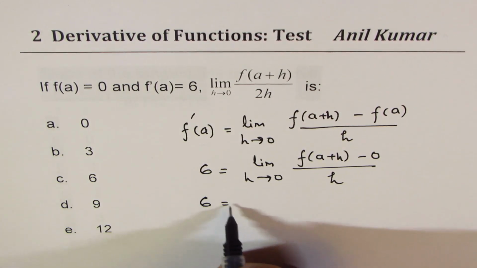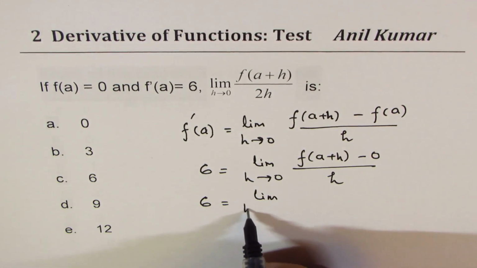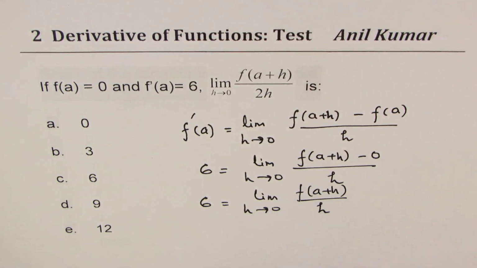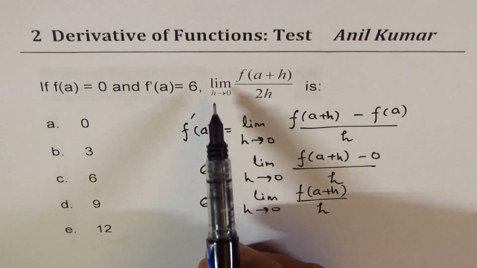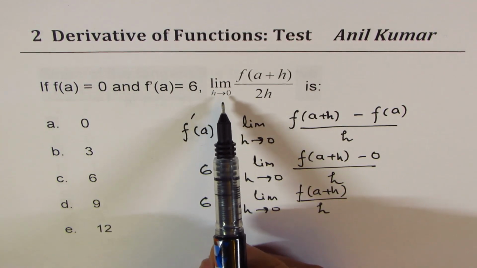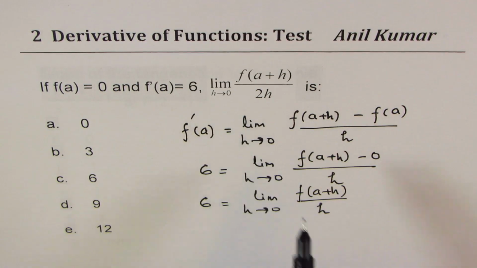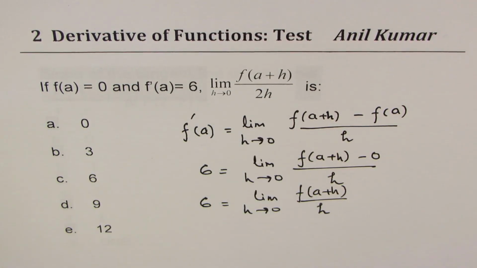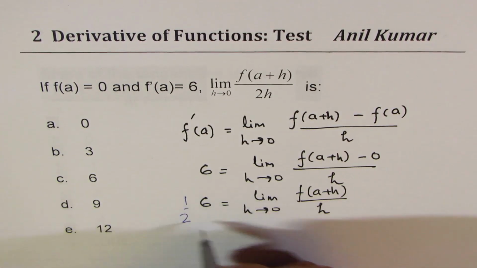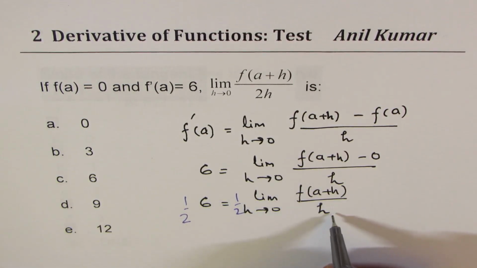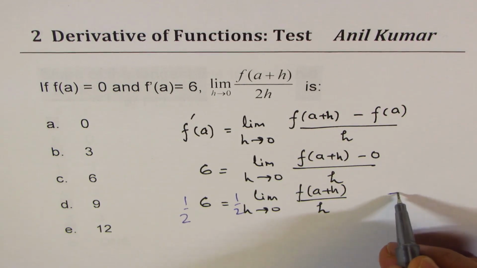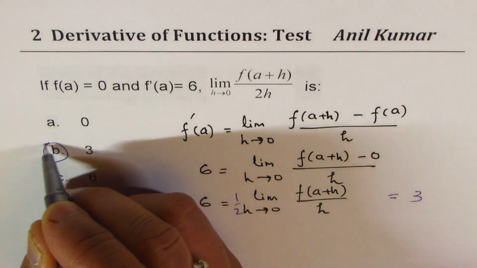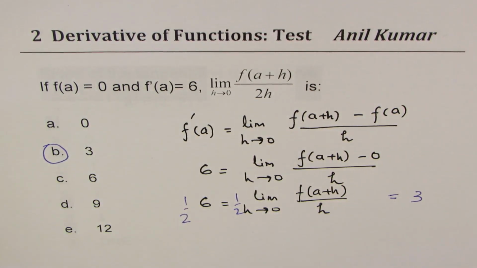So from here we find that 6 is equal to the limit as h approaches 0 of f of a plus h over h. So we know this part, the limit as h approaches 0 of f of a plus h over h. So what is the answer for that? Half of this, right? If I multiply by half on both sides, I get what I need, and so the answer is half of 6, which is 3, right? So option B is the right option, correct?